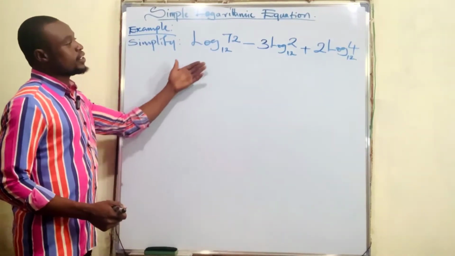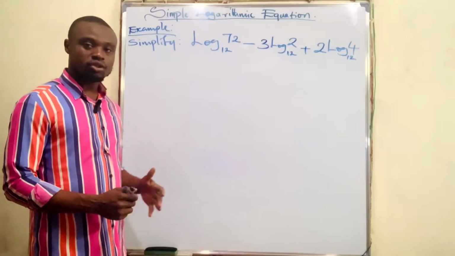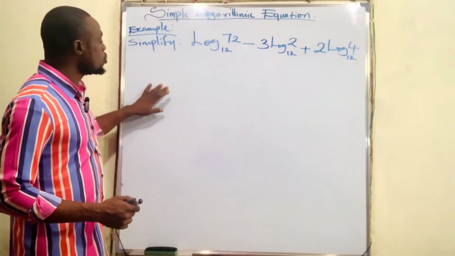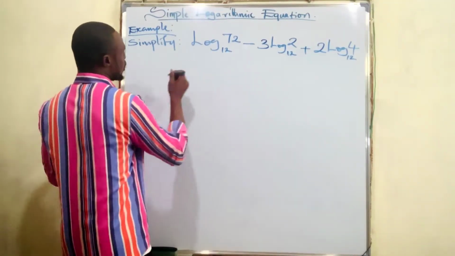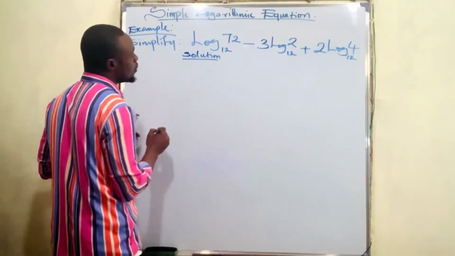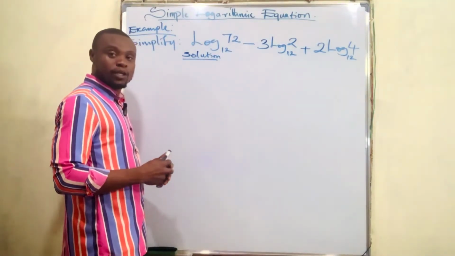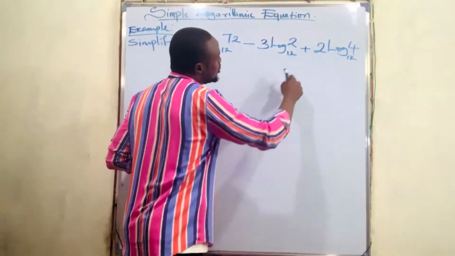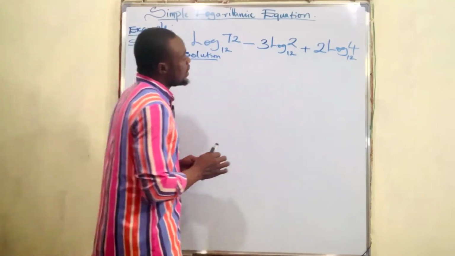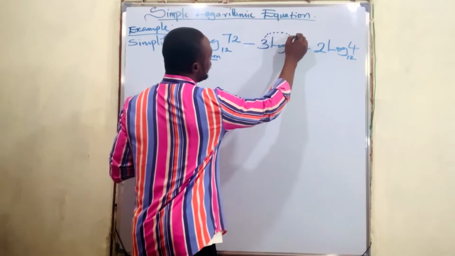All right, so this is the question that I'm going to use in explaining the first three rules of logarithm to you. First of all, start with the solution. Now this subtraction here, you already know at the end of the day we're going to have division. This addition here shows that we're going to have multiplication. Now this 3 that is here goes to the top of 2 here.